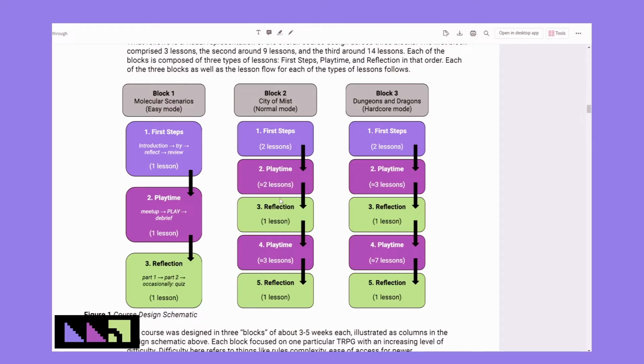Okay, so just to wrap up this section on the ludic then, on the screen now are actually the blocks. Block 1 is the molecular scenarios. Block 2 is the City of Mist, and block 3 says Dungeons and Dragons. So if you could add a kind of slider to say level of complexity and focus on language output, what would you put on the 3 blocks, like block 1, block 2, block 3? Is there a high level of complexity but actually a high level of output as well, or what if I'm a teacher and I'm thinking of using one of these?